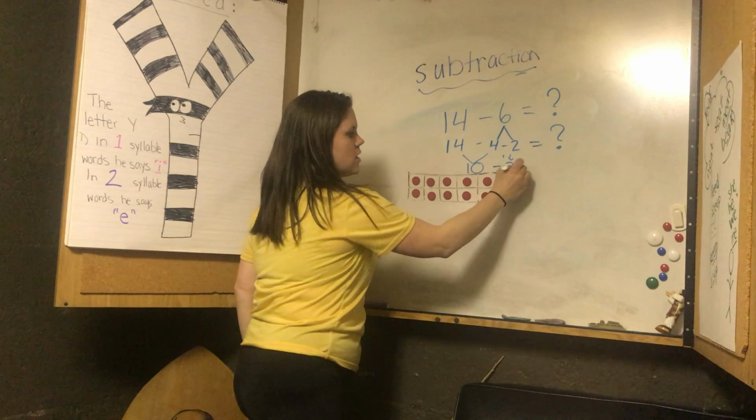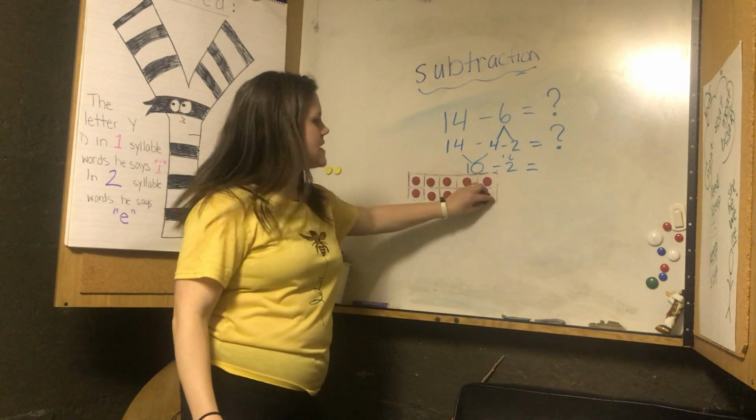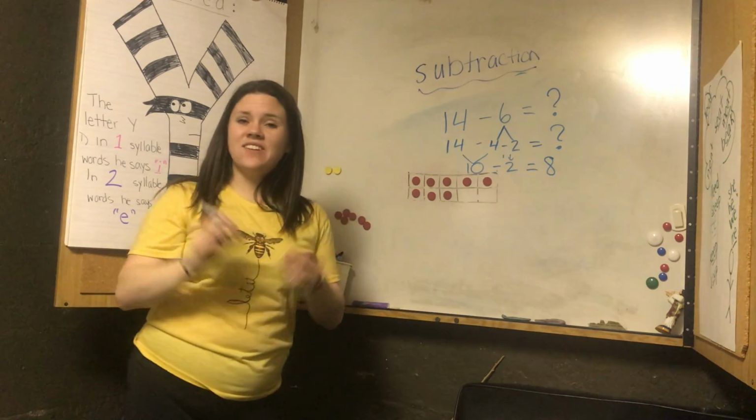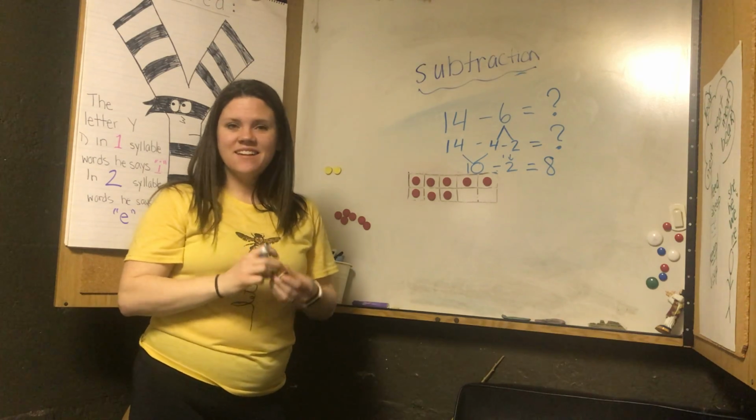10 take away 2 more. I know that off the top of my head because I know 2 plus 8 equals 10. So 10 take away 2 must equal 8. Annie is left with 8 pennies.